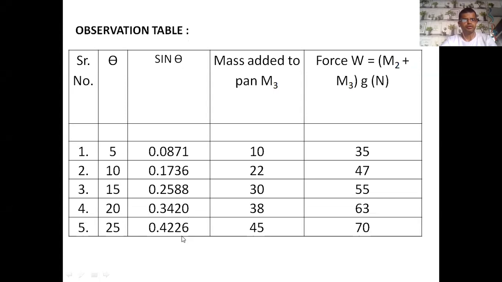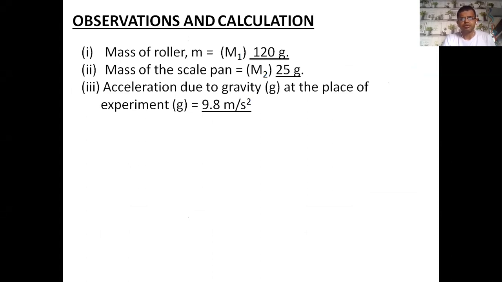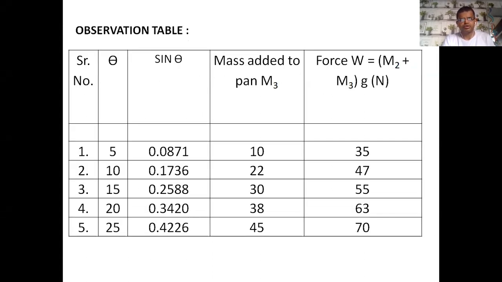As per the live video, we have found values like 10 against the 5 angle, 22 against the 10, and for the remaining I performed the practical myself and wrote the values like 30 against the 15, 38 against the 20, and 45 against 25. In the last column we apply the force, because we want the value of W, which is of main importance. So M2 plus M3. M2 is the mass of the scale pen, which is 25 gram. So we add 25 to every value of M3, and so definitely we find the force.